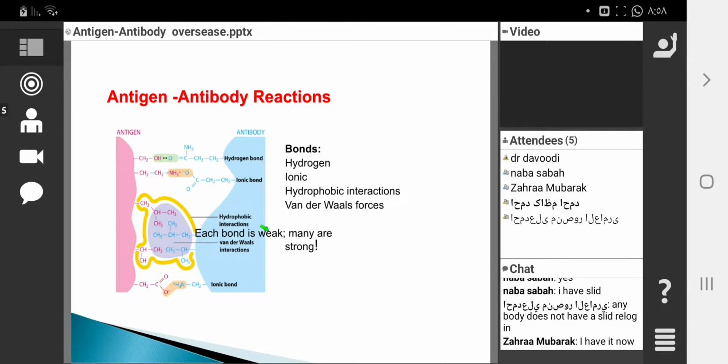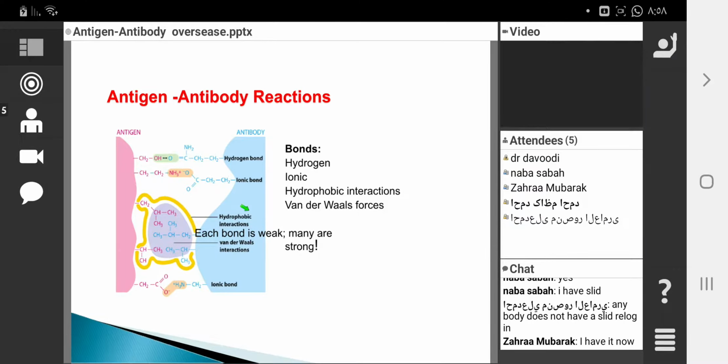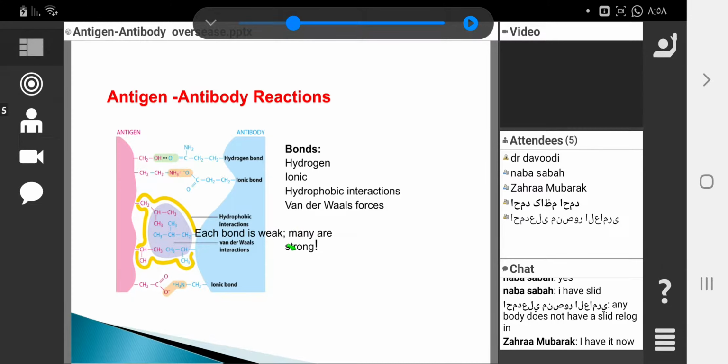Each bond is weak, but there are many chemical bonds here, so together they will be strong.